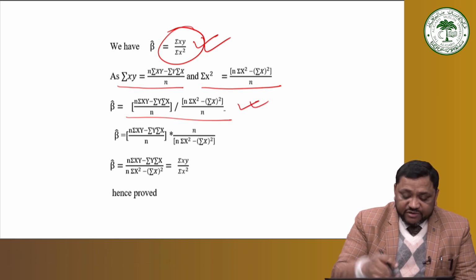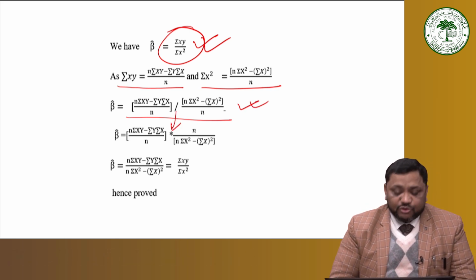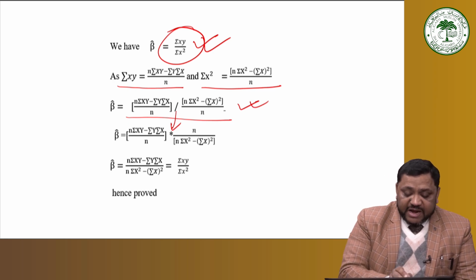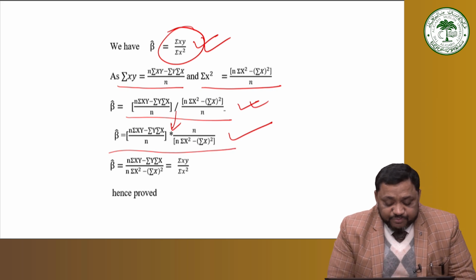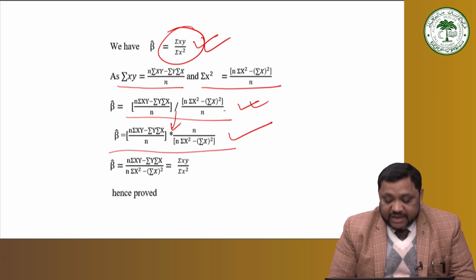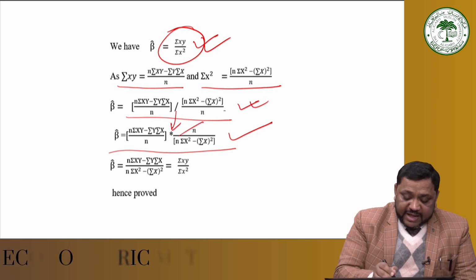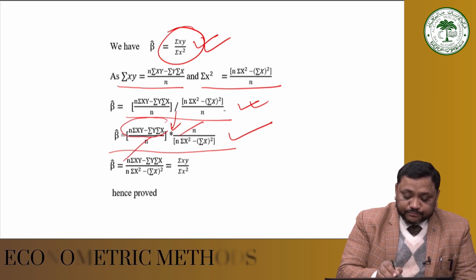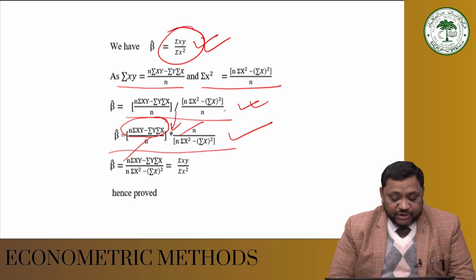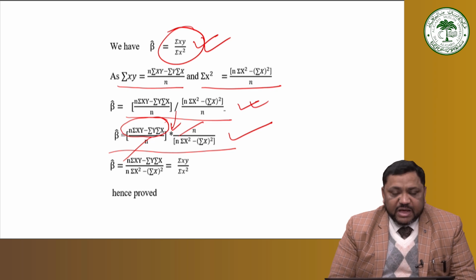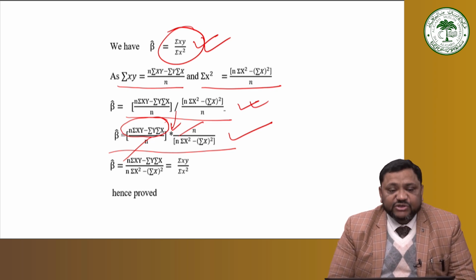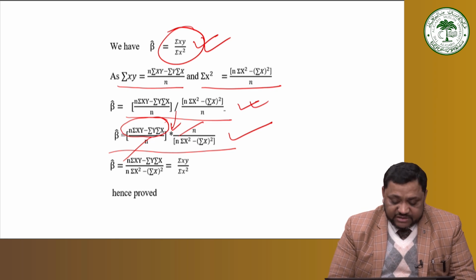Now if we reverse it, the division sign turns into a multiplication sign. So we have beta hat is equal to n summation capital XY minus summation capital Y summation X, divided by n, multiplied by n divided by n summation capital X square minus summation capital X whole square. So n and n cancel out. What is left is beta hat equal to n summation capital XY minus summation Y summation X, all in capital form, divided by n summation capital X square minus summation X whole square.